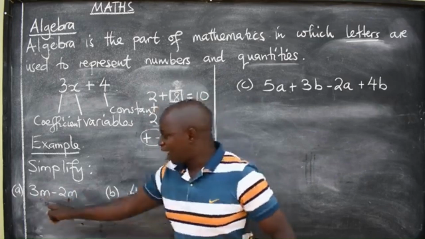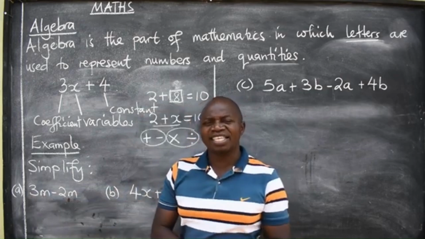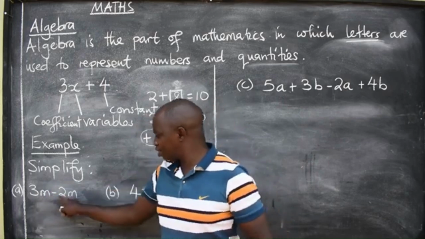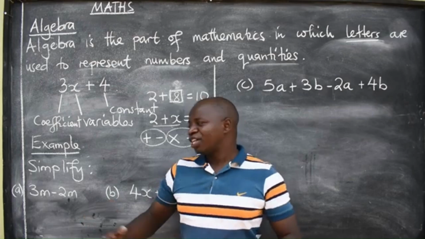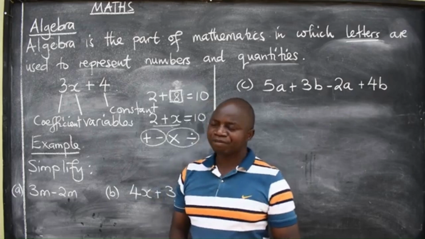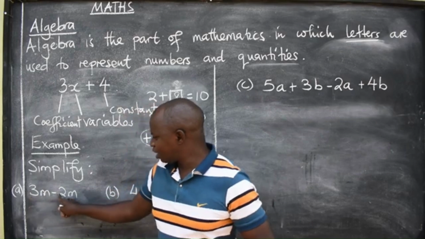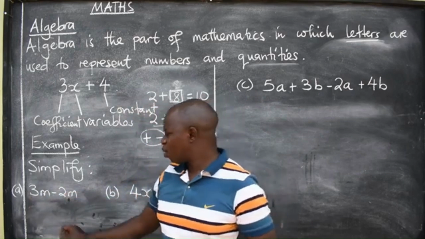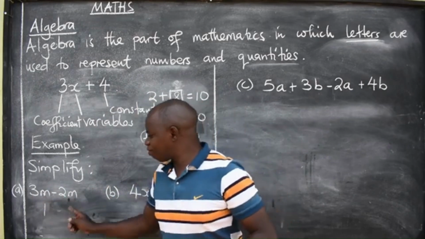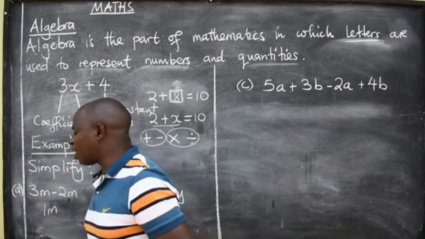Look at this. I have 3m minus 2m. Are they like terms? The answer is yes. There's m here, there's m here. 3m, 2m. Therefore, they are like terms. In this case, you can proceed and subtract. How do we subtract? Numbers first. You just say 3 minus 2. What's the answer? 1. The variable involved is what? M. So this will be 1m.